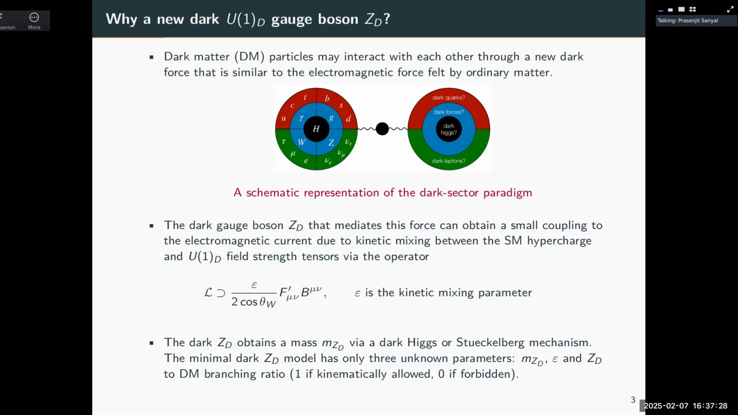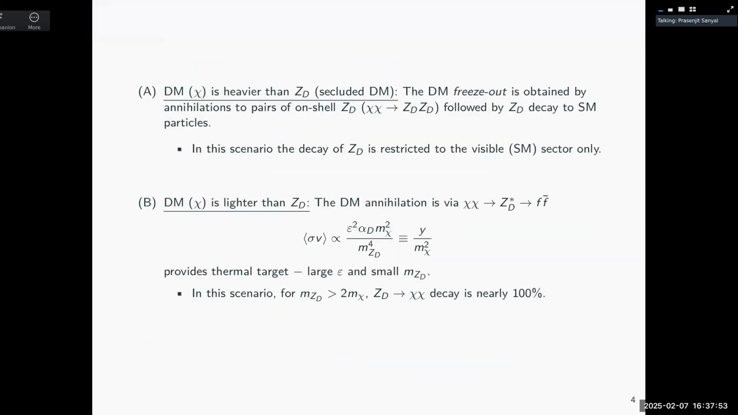In the minimal dark Z model, we have three unknown parameters. One is the mass of the dark Z and the kinetic mixing parameter epsilon. The other one is the dark Z branching ratio to the hidden sector, which is either 1 when kinematically allowed, or 0 if it is kinematically forbidden. Okay, so we can have two basic scenarios.